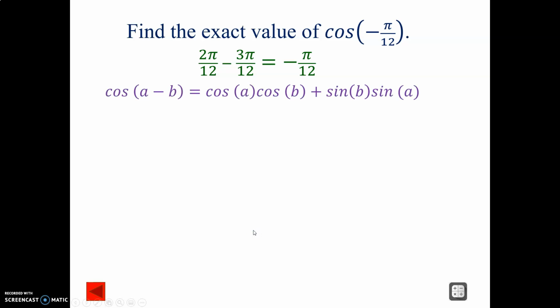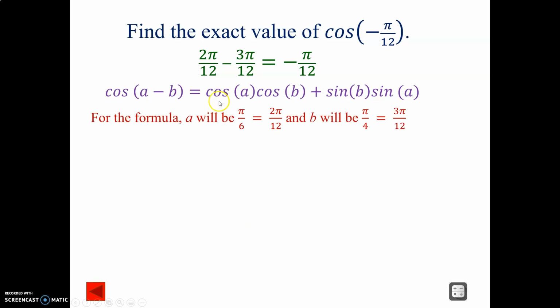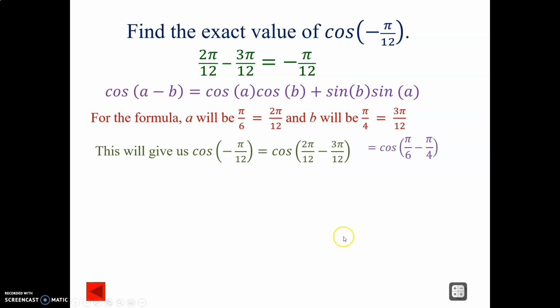So we'll be using our difference form instead of sum. And in this case, A will be pi over 6, because 2 pi over 12 reduces to pi over 6, and B is going to be pi over 4, because the 3 pi over 12 reduces to pi over 4. So we can take the original problem, cosine negative pi over 12, which is the same thing as 2 pi over 12 minus 3 pi over 12. We could either use these numbers or reduce it to pi over 6 and pi over 4.